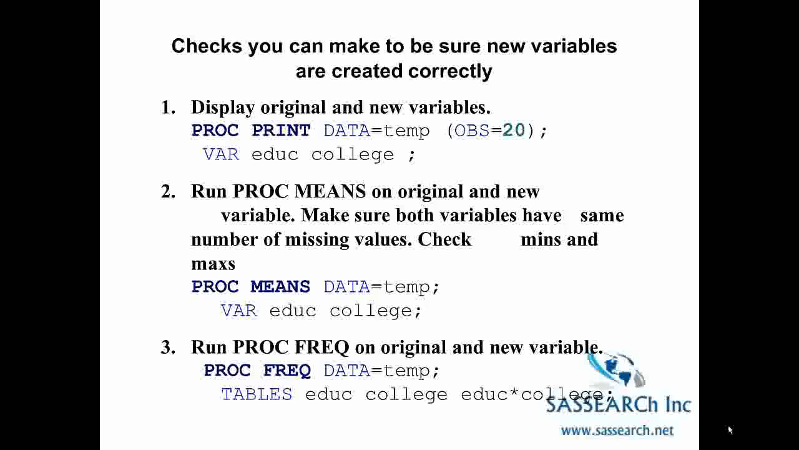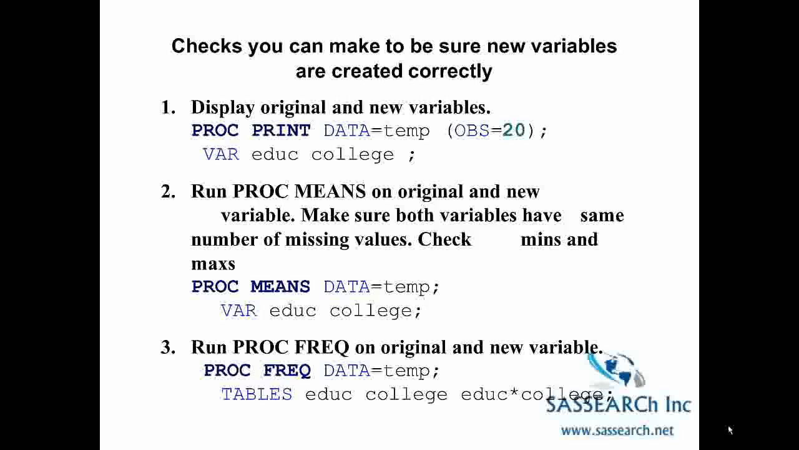Also, you could run proc means on original and new variables and make sure that both variables have the same number of missing values. You could do a proc means and do descriptive statistics for educ and college, and you would expect that you have the same number of observations that have missing values for each variable.